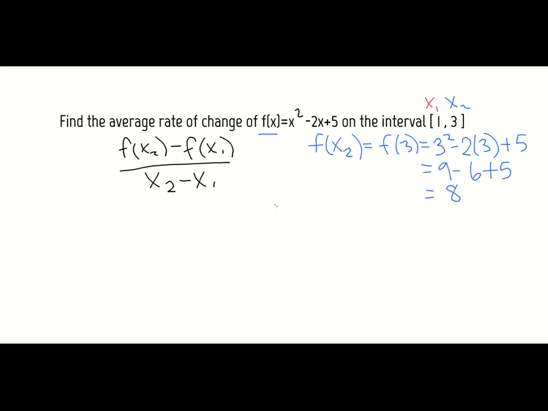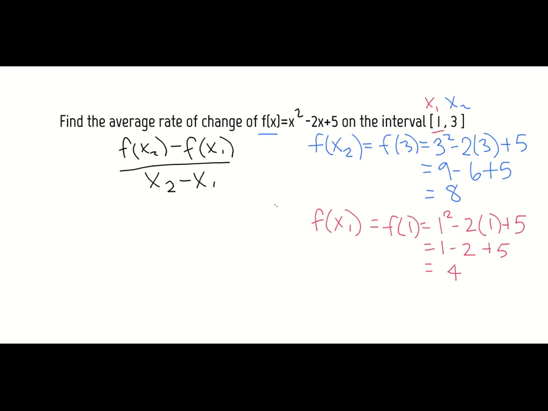Now let's find f of x1. So that is f of 1, which is 1 squared minus 2 times 1 plus 5. So that is 1 minus 2 plus 5, which is negative 1 plus 5, which is 4. So f of x1 is 4.